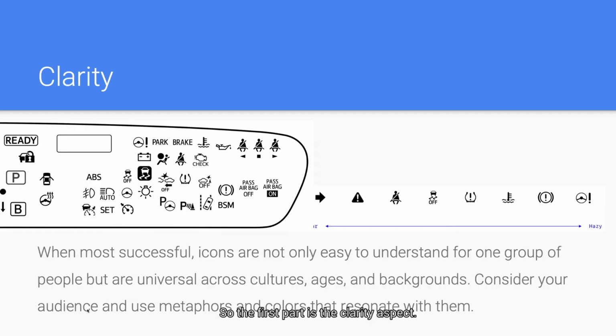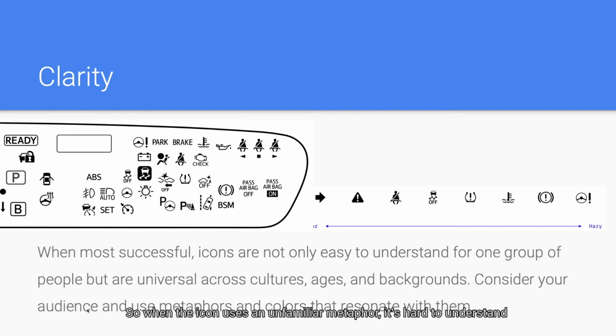So the first part is the clarity aspect. So this is the instrument cluster of the brand new Toyota Prius. In this flurry of symbols, which one is clear to you? So here's roughly how they stack up for me. From the left is clear, to the right is hazy.